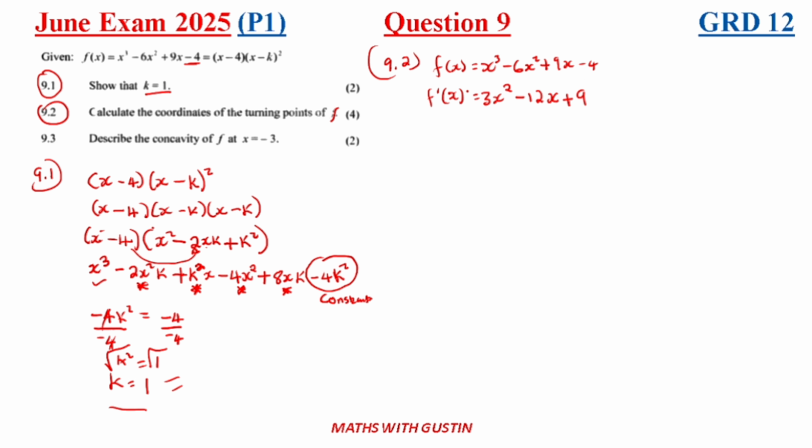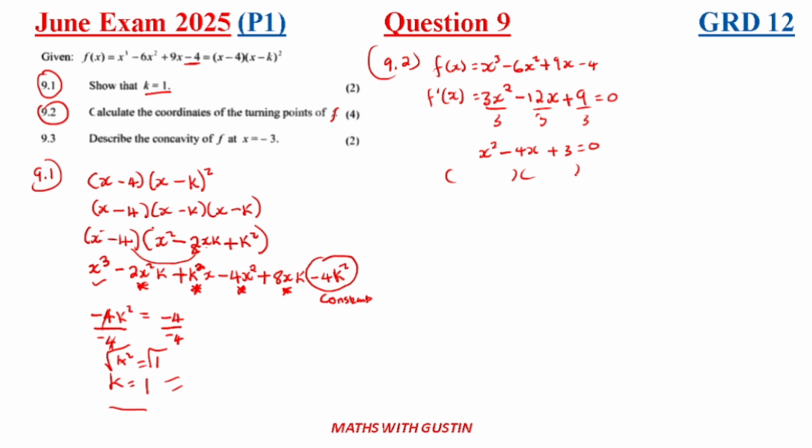So now this has to be equal to 0 in order for us to get the turning point. If you look at the expression that we have now, everything is divisible by 3. So I'm just going to go ahead and simplify this, divide everything by 3. Going to be left with x squared minus 4x plus 3 is equal to 0.